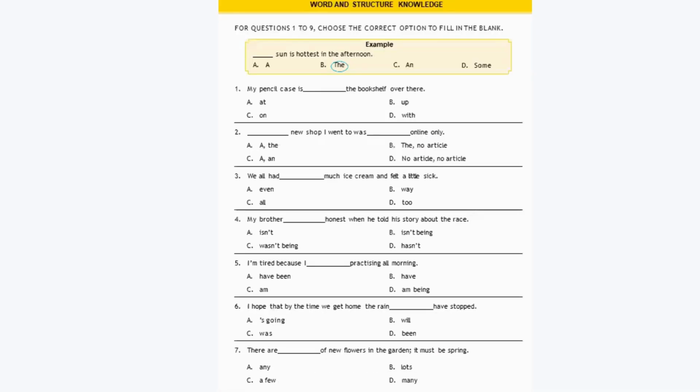Before that, I would like to explain to you the pattern of your English SOF Olympiad paper. This paper consists of 35 questions and you will be given 60 minutes to solve it. This paper is for 40 marks, and it is divided into 4 sections. The first section is called word and structure knowledge. In this section, you will get questions from grammar and vocabulary, and each question carries 1 mark.